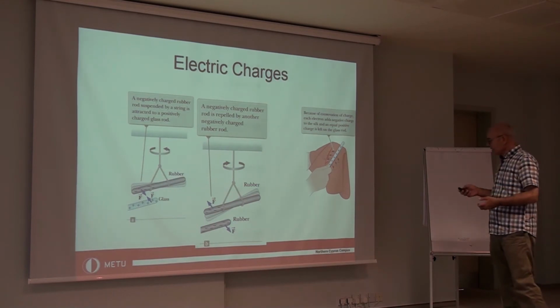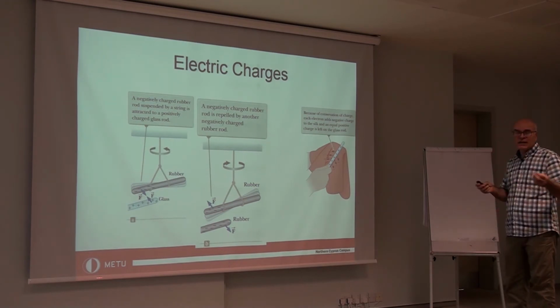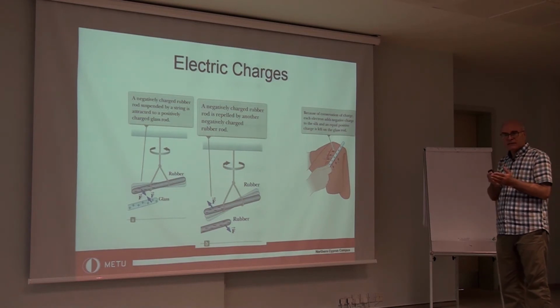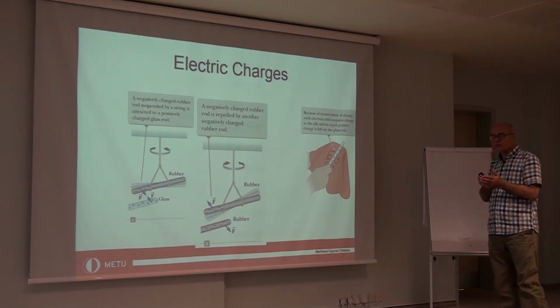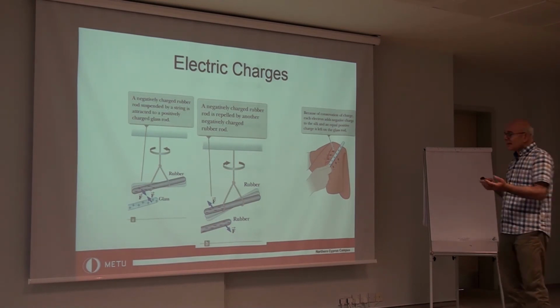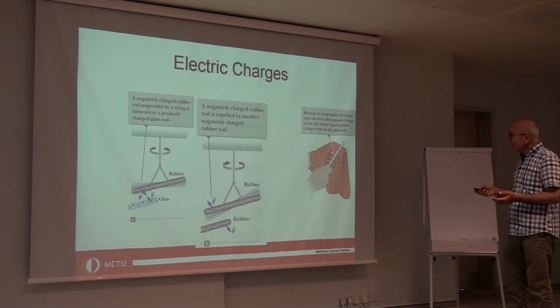In this case, the glass, which is originally a neutral object, has the same number of electrons and protons. The same applies for the cloth. Originally it was neutral. Now when they are rubbed, part of the electrons in the glass move to the silk cloth.